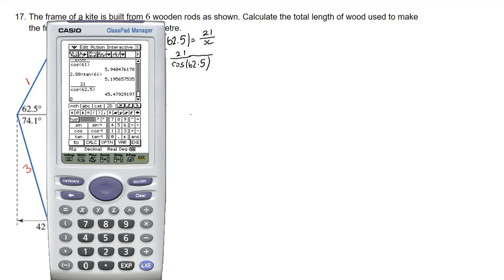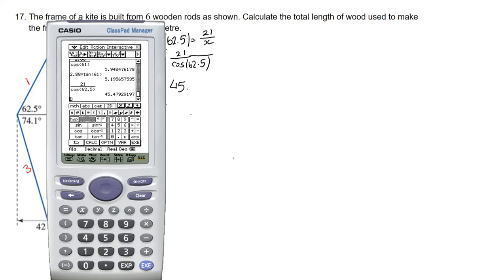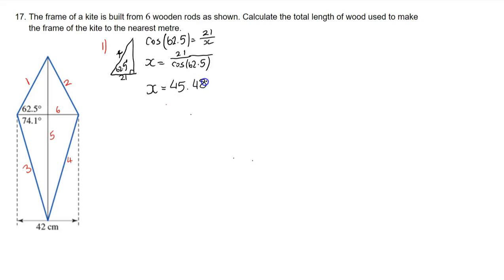I'm going to round to 2 decimal places the whole way through, and then I'm going to round to the nearest meter right at the end. So I've got 45.48. Okay, so I've got 1. Okay, this is symmetrical. So 2 is going to be exactly the same as 1.